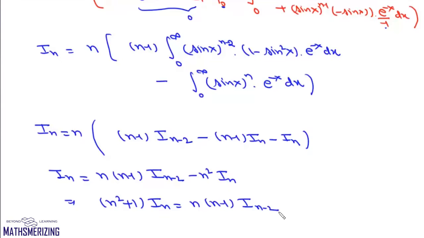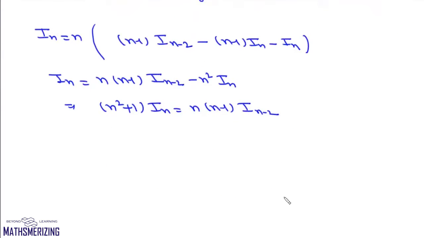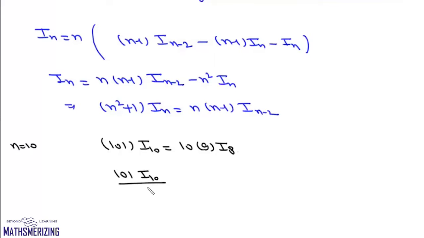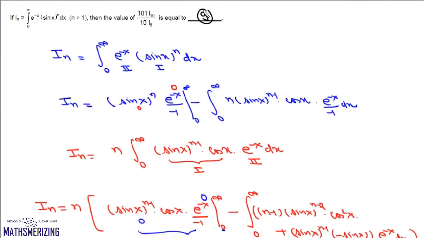Now we need to relate I10 and I8. So we'll put n as 10. Now if we put n as 10, we'll get 10 square plus 1, 101. So it'll be 101 I10 will be equal to 10 into 9 I8. Now we need to find the value of 101 I10 upon 10 I8, and this is nothing but 9. So the value of this expression is 9.